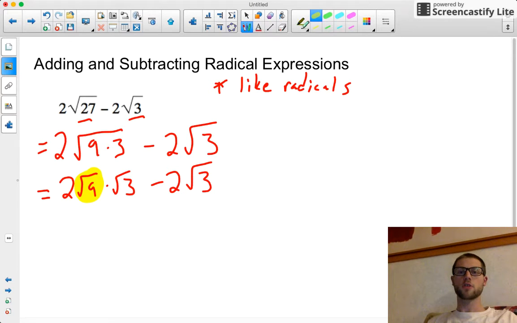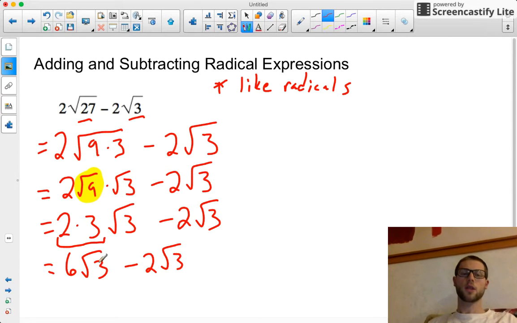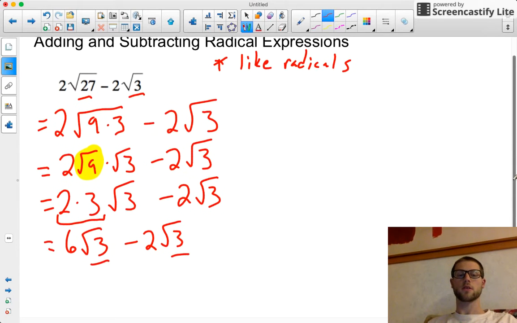And now over here, all of this becomes simplifiable. I know the square root of 9 is equal to 3. So I've got 2 times 3 root 3, and I'm going to keep the 2 root 3 the same. I can next simplify 2 times 3 to give me 6 root 3. And I'm going to keep the minus 2 root 3 over here. And would you look at that? I have common radicals.